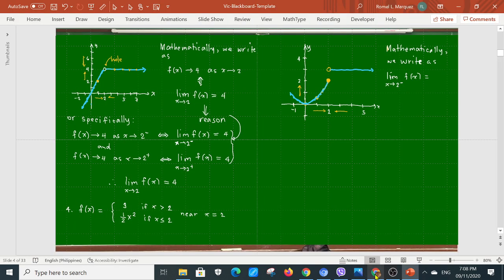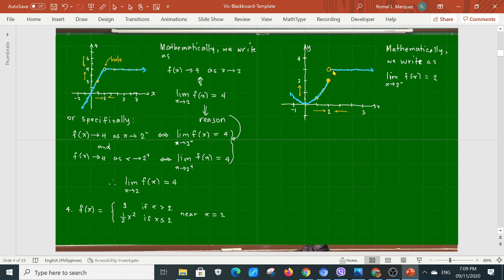What do you think? As I travel along this parabola from the left, Sir, 2. It seems to approach 2, no? So the limit, we say that the limit is 2. That's how the function behaves. But the value of the function does not mean equals 2, although it so happens that the value of the function there is 2 also. But what we are interested in is just the behavior and the limit only. Okay? Now what about from the right? From the right naman, from the right.